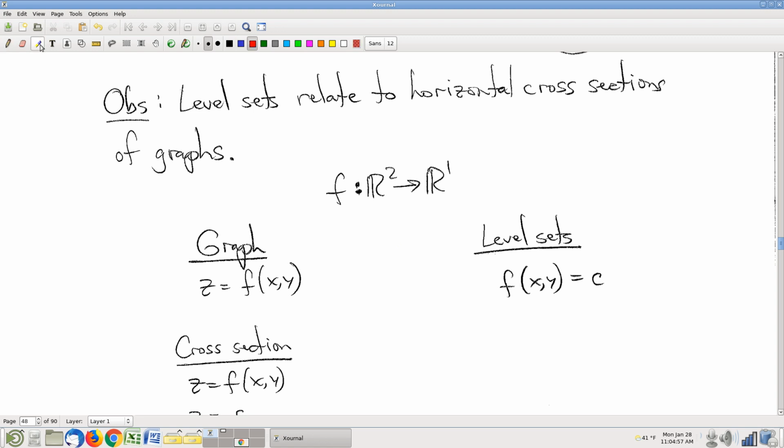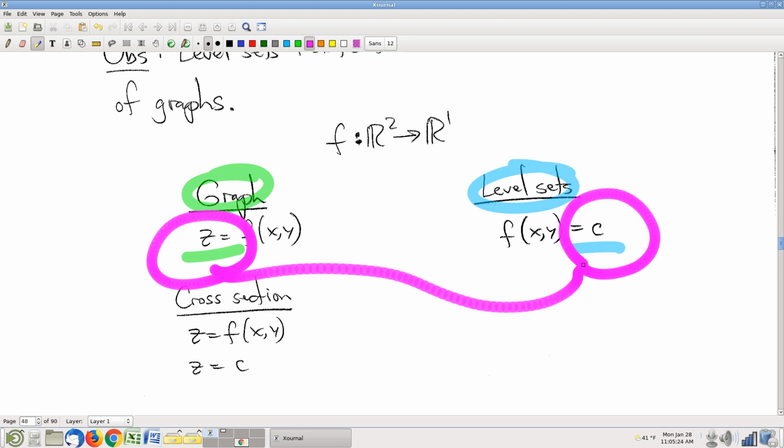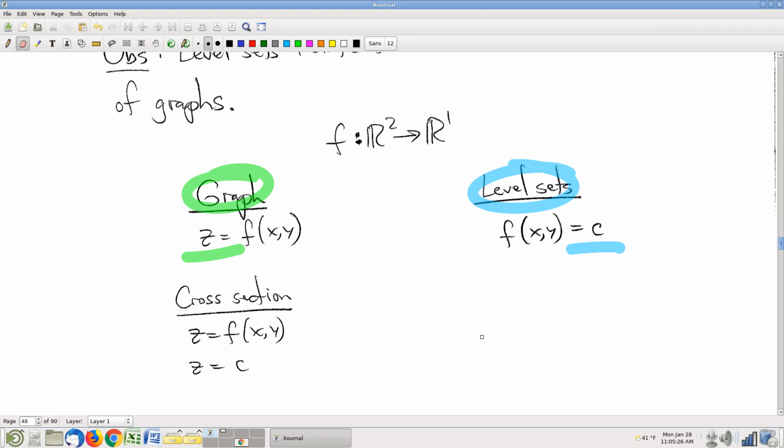Let's see here. Okay, we're good. Here's how you form the graph. A graph is what you get by setting the function equal to a new variable. A level set is what you get by setting the function equal to not a variable, but a constant, several different constants. So here's the thing. If you've set it equal to a variable and would like to know how that relates to setting it equal to a constant, a clever observation: if you take that graph and then set that z equal to a constant, out comes exactly that equation.